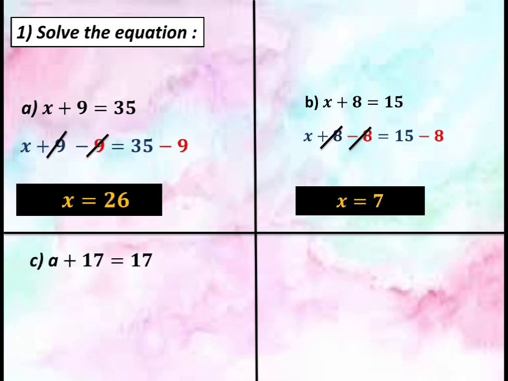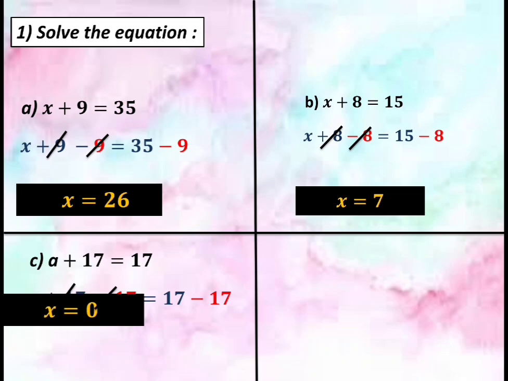A plus 17 equals 17. So to get rid of plus 17, this is not x. Yes, any letter represents an unknown value. To get the value of A, I have to put minus 17 on both sides. So positive 17 will cancel with minus 17, remains A alone. 17 minus 17 equals 0, so A equals 0.